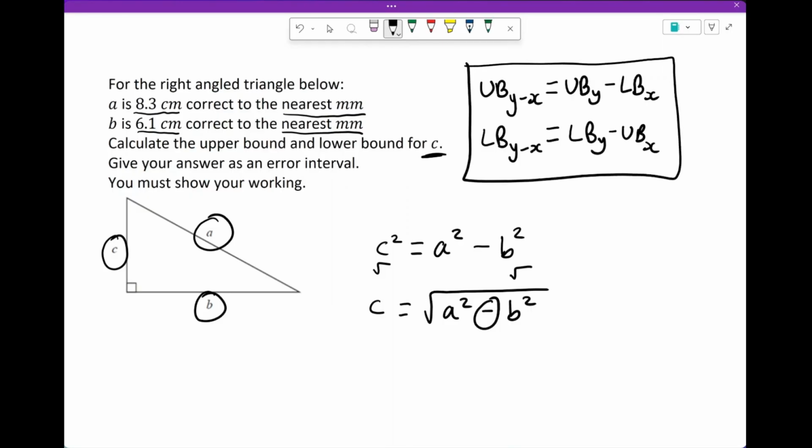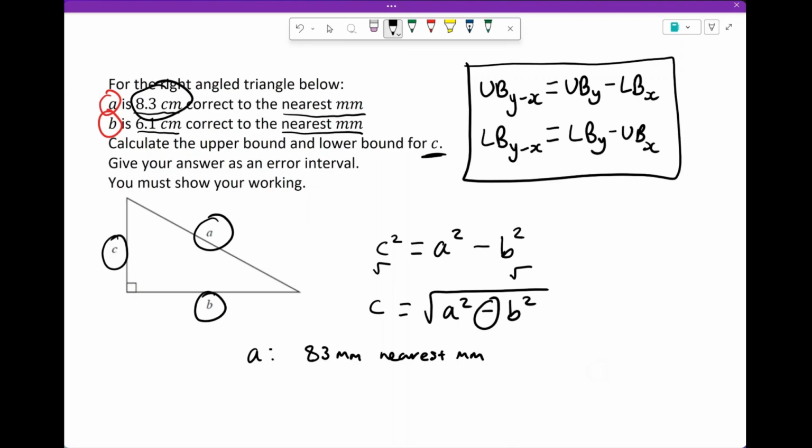Now, before we try and use those rules, we need to go to A and B and figure out their error intervals, okay? Figure out what is the upper and lower bound for each of those two values. So let's get started with A. So it says A is 8.3 centimeters, but we're working to the nearest millimeter. So I'm just going to convert the 8.3 centimeters to millimeters. So we'd have to times by 10. So we would get 83 millimeters to the nearest millimeter.